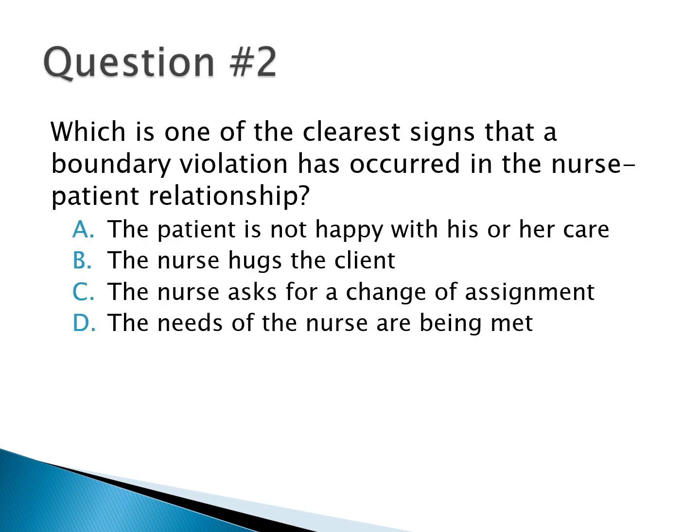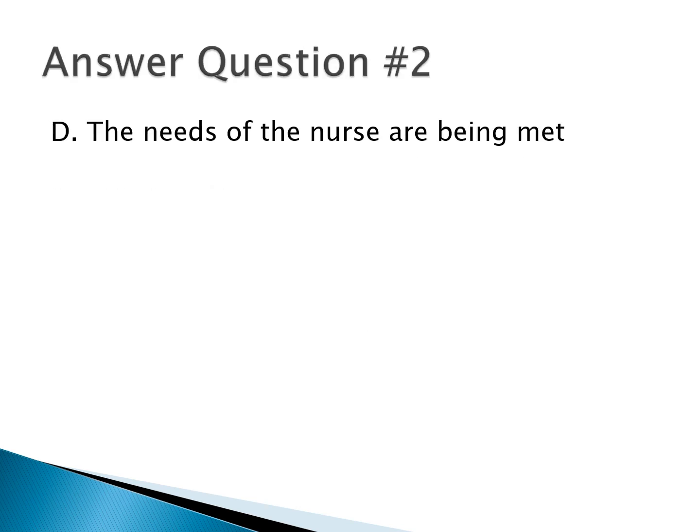The second and last question of this presentation is this one. Which is one of the clearest signs that a boundary violation has occurred in the nurse-patient relationship? The correct answer is again D. When the needs of the nurse are being met instead of the patient's, that is when a boundary violation is happening.